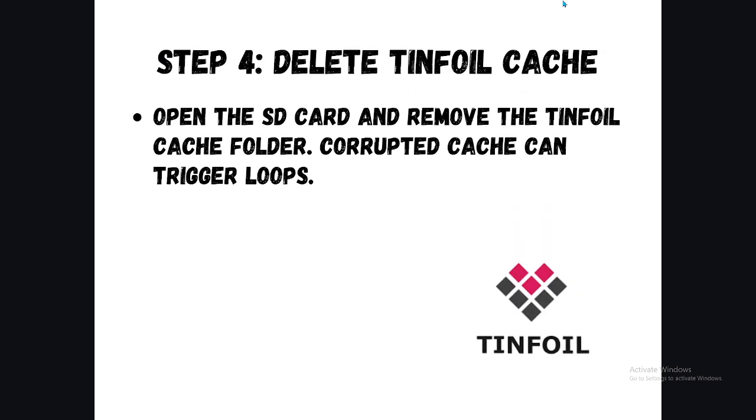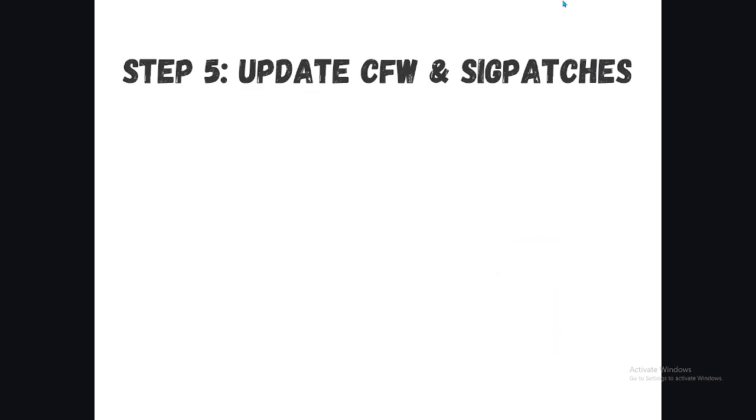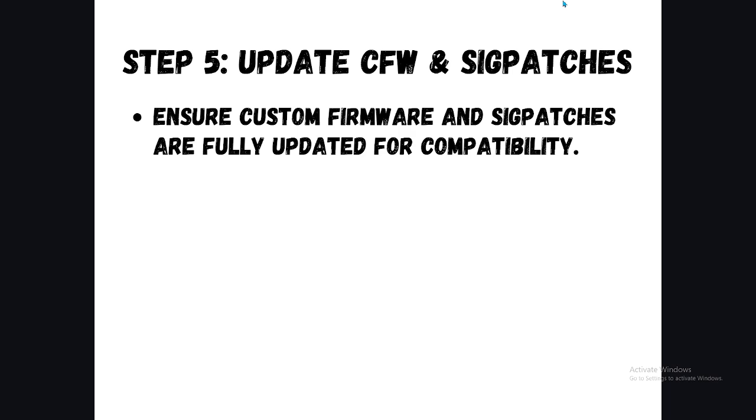Next, delete the Tinfoil cache folder inside the SD card. Corrupted cache files can cause the file system loop. If you're using custom firmware, make sure it's fully updated along with SIG patches, and if nothing works, delete Tinfoil and install a fresh copy. Follow these steps and the file system check loop should be fixed.